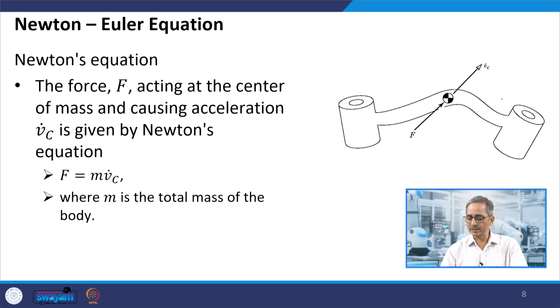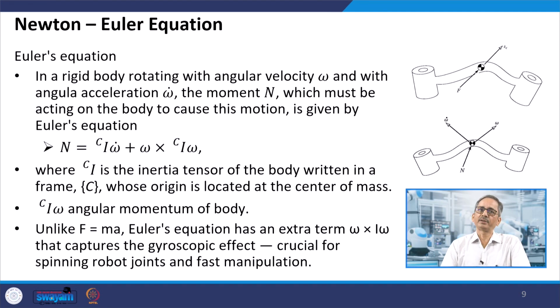So, suppose this is a link of a manipulator, okay, and in this one you have a force F applied at, say, the CG of this link, and this in turn gives an acceleration in the link given by Vc dot, Vc derivative. Okay. So, this force will be m Vc dot, where m is the total mass of the body or the link in this case. Okay. So, that was the Newton equation.